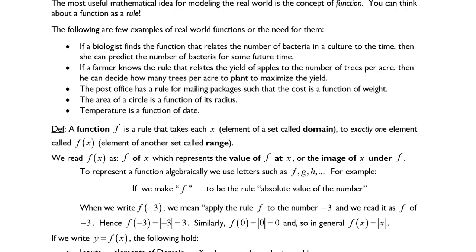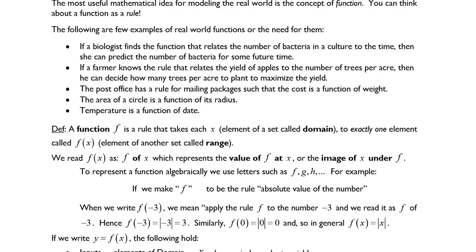For example, if we make f to be the rule, absolute value of a number, then we write f of negative 3. What we mean by this is apply the rule of the function f to the number negative 3, and we read it as f of negative 3. Hence, f of negative 3 equals the absolute value of negative 3. Remember, the rule was an absolute value. And we would get 3 out. That is our output.